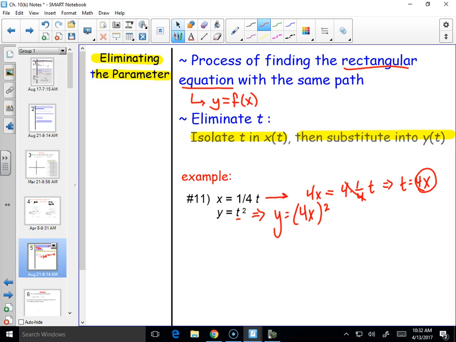Does this look more like something we should recognize? Yeah. So even though this is a pair of parametric functions, the path that this particle or this object is moving on can be seen by y equals 16x squared.